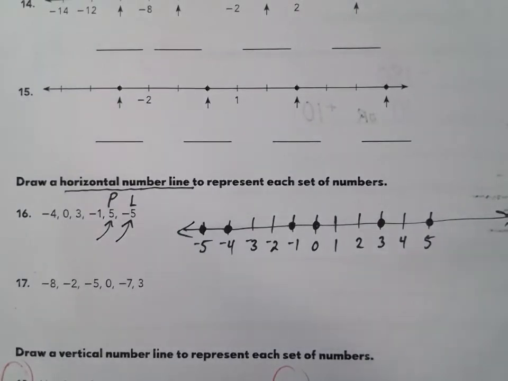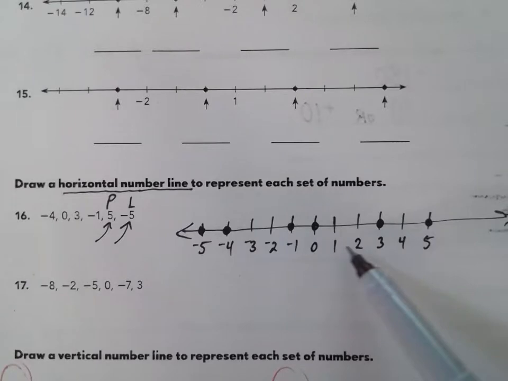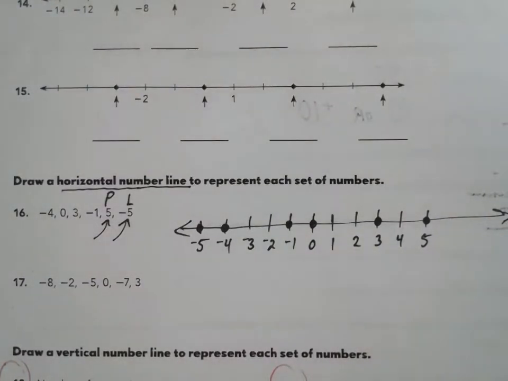You need another horizontal number line for number 17, and I really like the idea of showing these extra numbers in between, or these extra intervals, because then you're more likely to be accurate. Your number line will look more accurate.